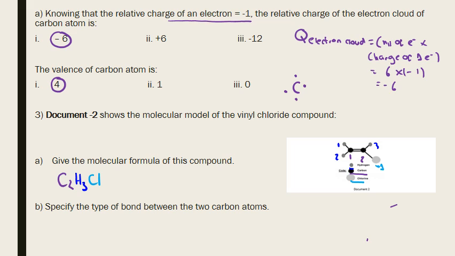Specify the type of bond between the 2 carbon atoms. So you know that the carbon atom is in group 4 because it has 4 valence electrons. So we know that this is going to form covalent bonding because both of them are non-metals. And there are 2 bonds, as you can see right here, 1, 2. So it's a double covalent bond.